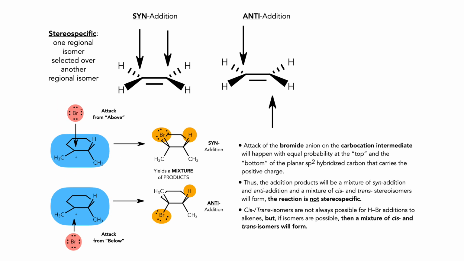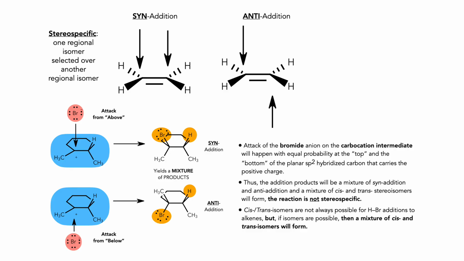When the alkene reacts with HBr or HCl, the pi bond first attacks the proton. That gives us a carbocation intermediate. This carbocation is planar, sp2 hybridized. Since it's flat, the bromide ion can attack from either side, from above or from below. Each option is equally probable.